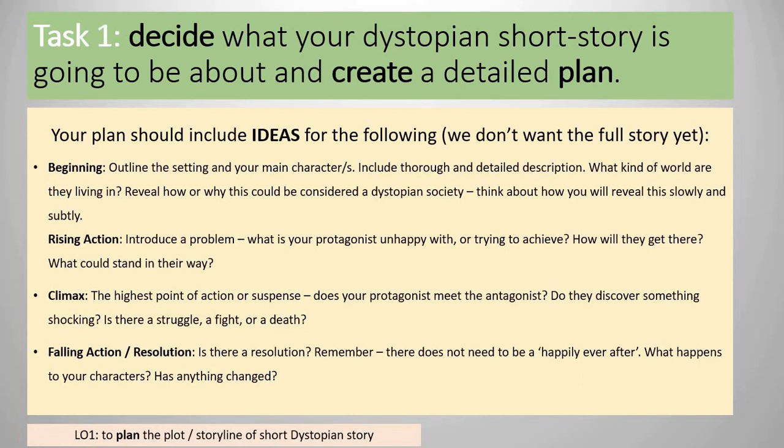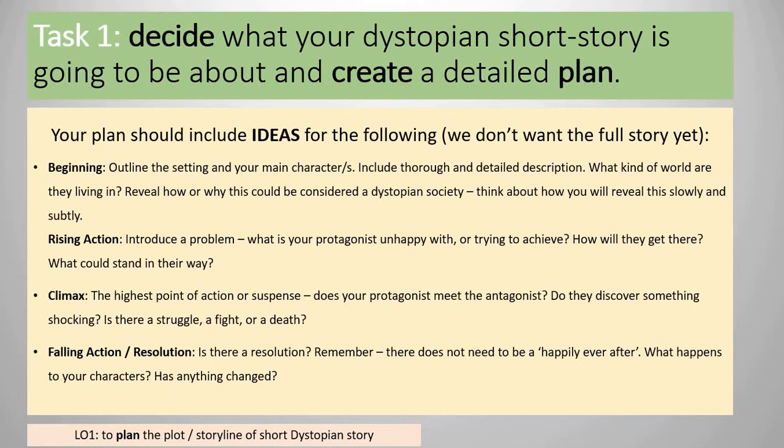So your first task is going to be to plan, and it needs to be a detailed plan, because we know that in dystopian fiction, in this particular genre, there are lots of elements that make it dystopian. So we want to try and include as many of those as possible. Now I've attached on Go for Schools a grid that you can use to fill in to help you plan. But I'll just run through what sort of things you need to put in there.